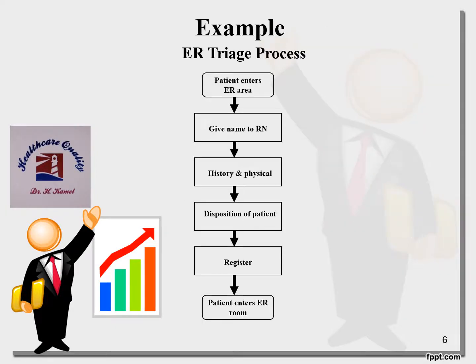In this example, for the emergency department triage process, the patient enters the ER area, then gives his name to the registered nurse, and then history and physical, then disposition of patient and registration, and lastly the patient enters the ER room.